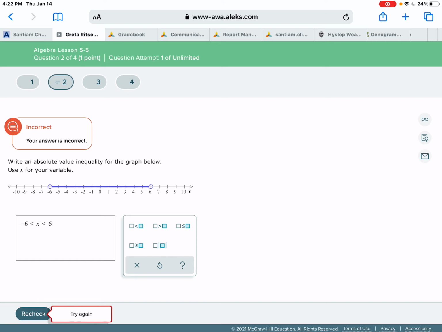Whoops, what did I type wrong? X is greater than 6. At the same time, x is less than 6. Oh, I had to use an absolute value. Duh. Okay, that's funny.